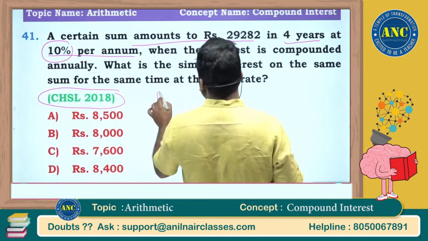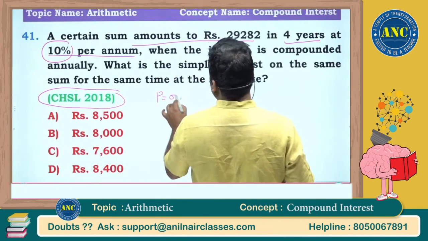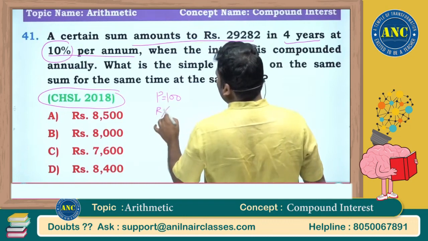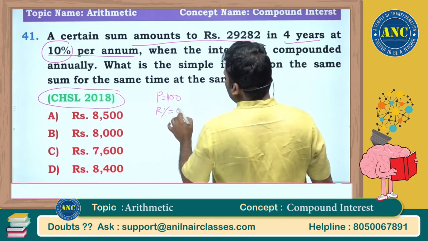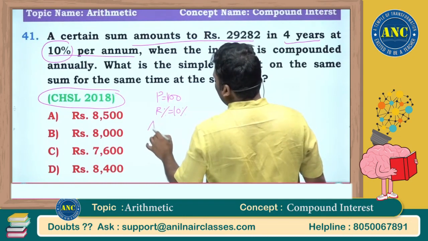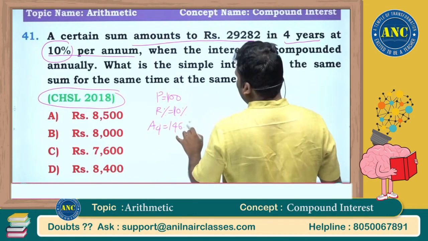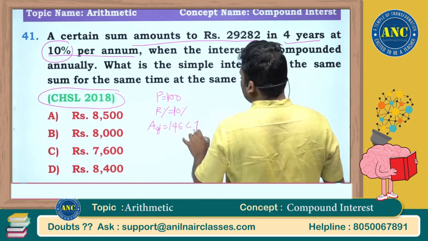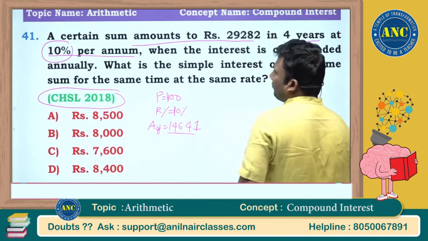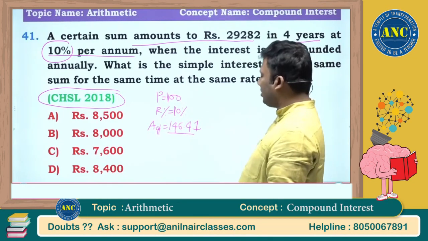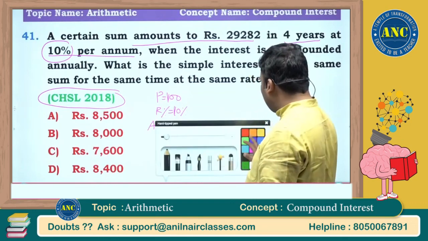What is Pascal's triangle? If the principal is 100 and R is 10%, the amount after 4 years will become 146.41. Now what is he asking?